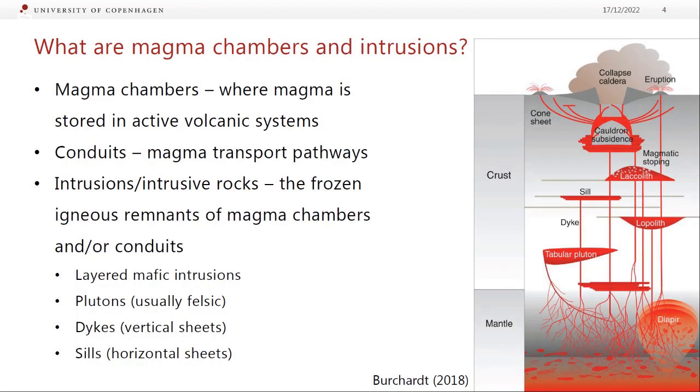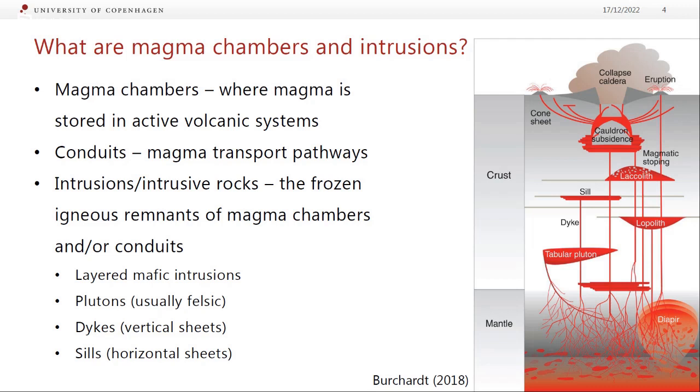Okay, so what are magma chambers and intrusions? Magma chambers are locations where magma is stored in volcanic systems. Conduits are magma transport pathways. So these would typically be dikes, but it doesn't have to be. A dike is a vertical, planar, sheet-like intrusion. And intrusions are filled with intrusive rocks, the frozen igneous remnants of magma chambers or conduits. So there's a few different types that we will talk about.